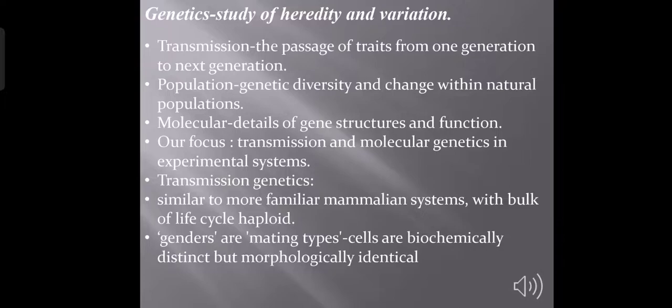Genetic studies of heredity and variation. Transmission: the passage of traits from one generation to the next generation. Population: genetic diversity and change within natural populations. Transmission genetics is similar to the more familiar mammalian system, with the bulk of the life cycle haploid. The genders are mating type cells, which are biochemically distinct but morphologically identical.